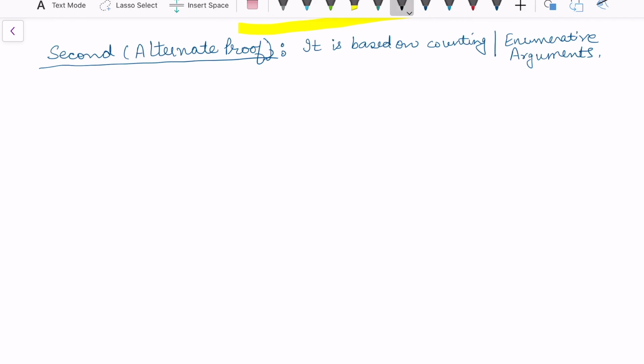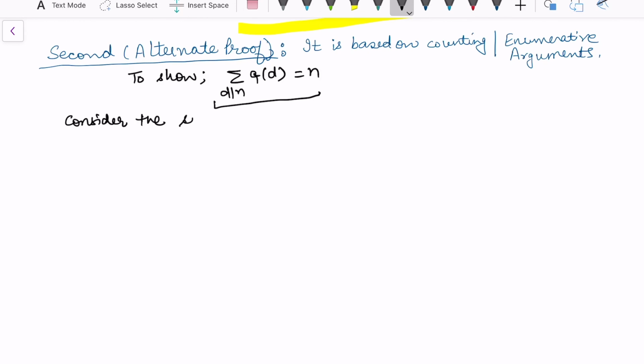Now I'll write down the argument, and parallelly I'll take an example to explain this step. What we want to show is that the sum of phi of d over d dividing n is n. And let's consider the set 1, 2, and so on up till n.